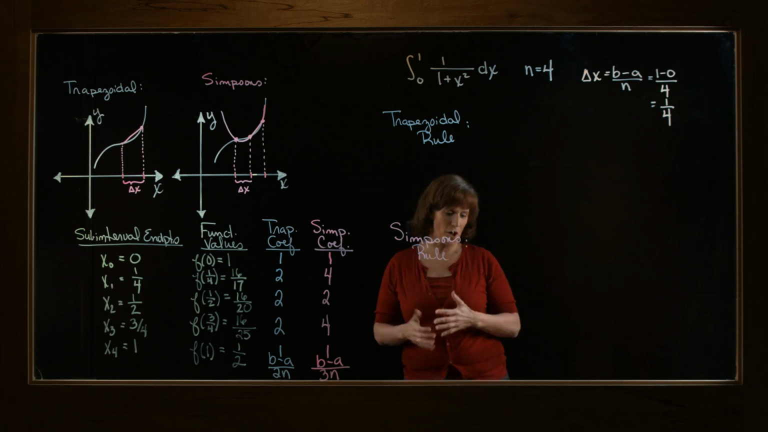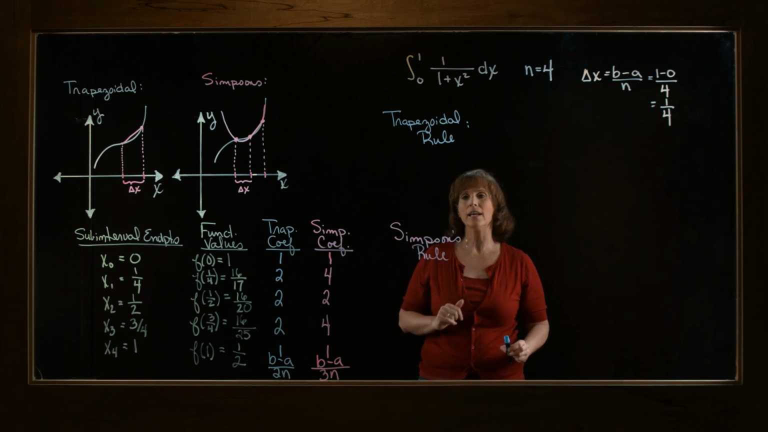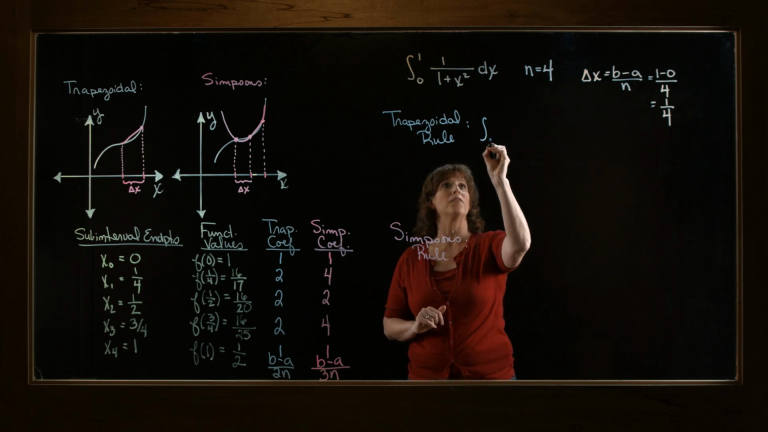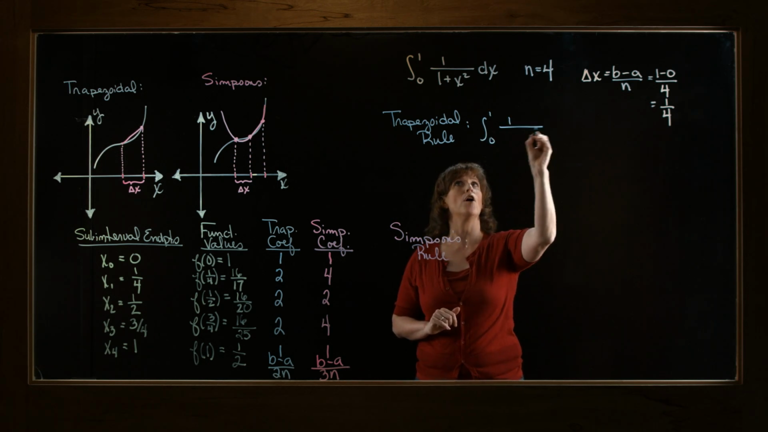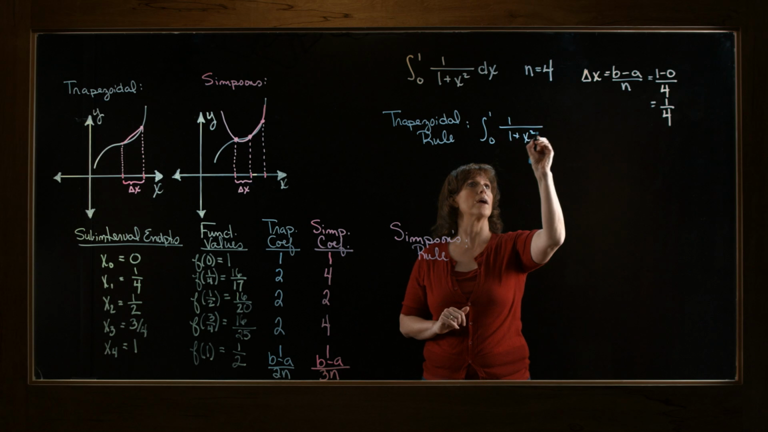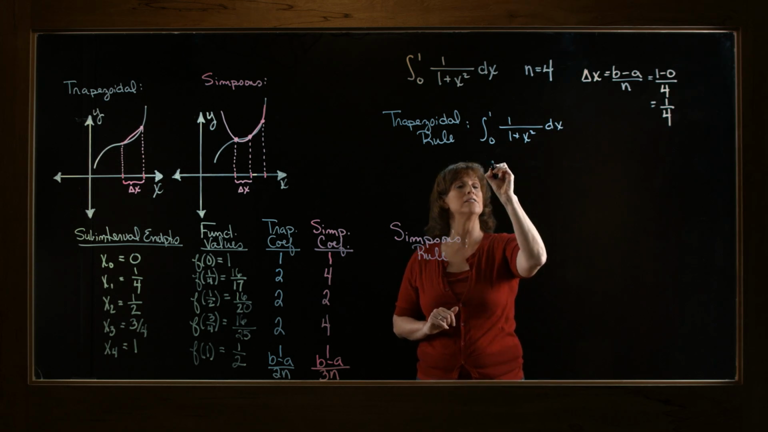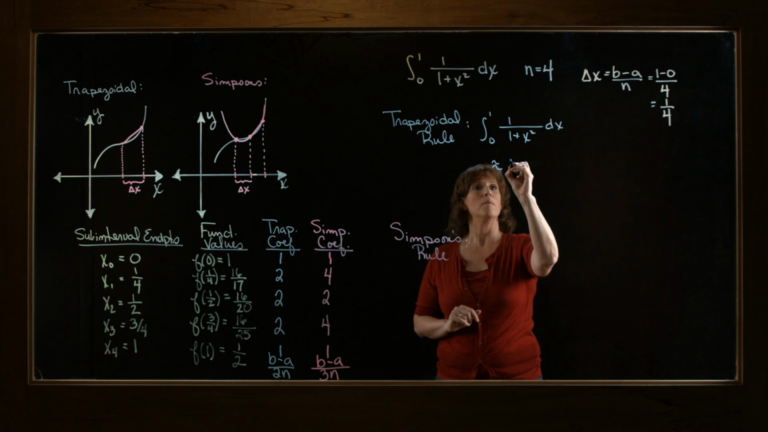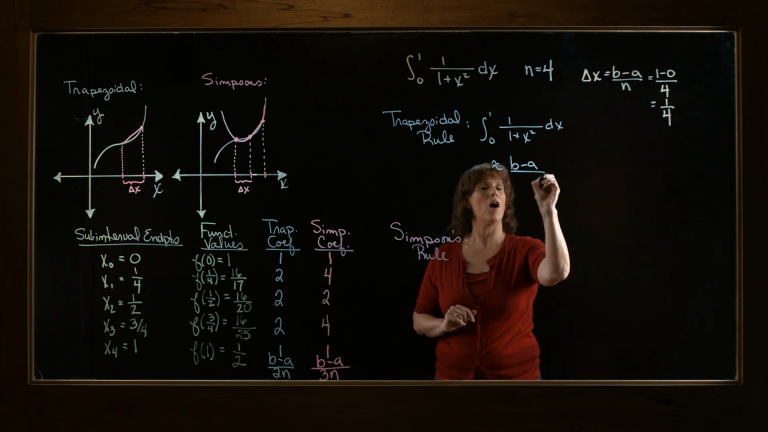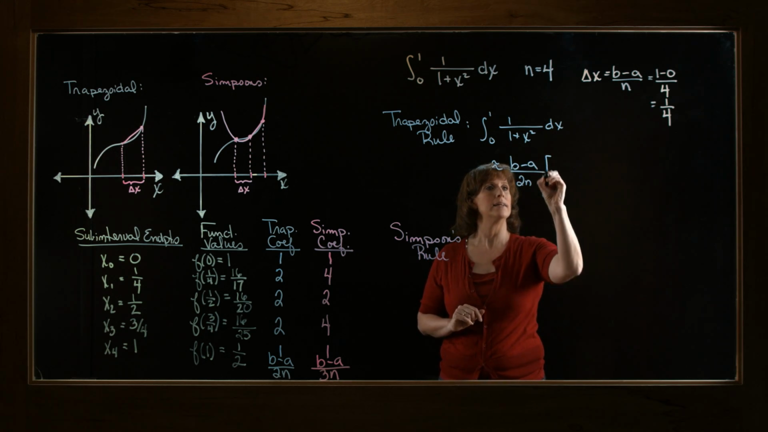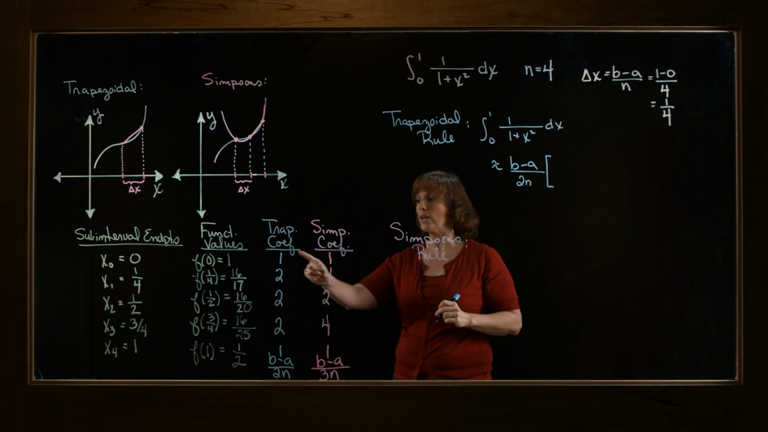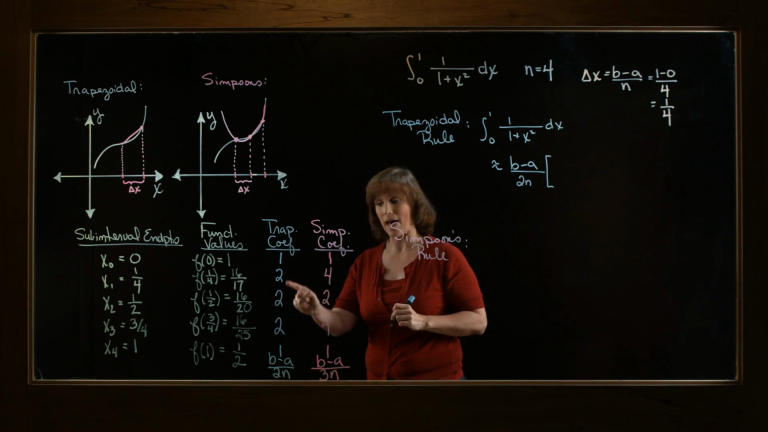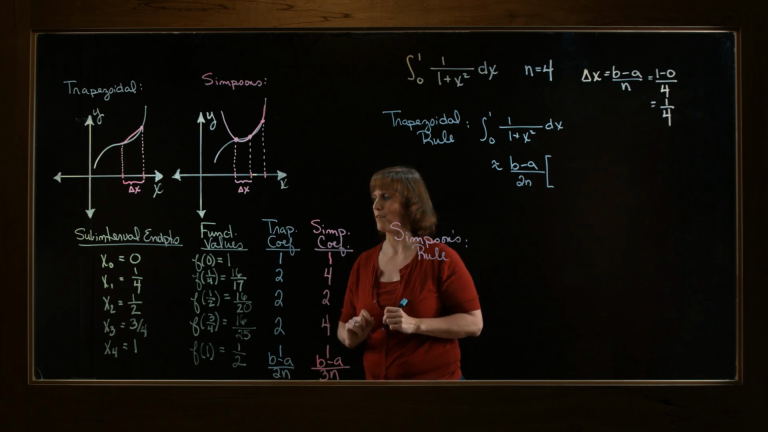All right, now how does this all get put together? Let's take a look at the trapezoidal rule first of all. We're going to be looking at the integral from 0 to 1 of 1 over 1 plus x squared dx. And it's going to be approximately equal to the trapezoidal rule, b minus a all over 2n times the quantity. Now we're going to be looking at these function values and adding them up, but we're going to multiply by the constants that I have out front.